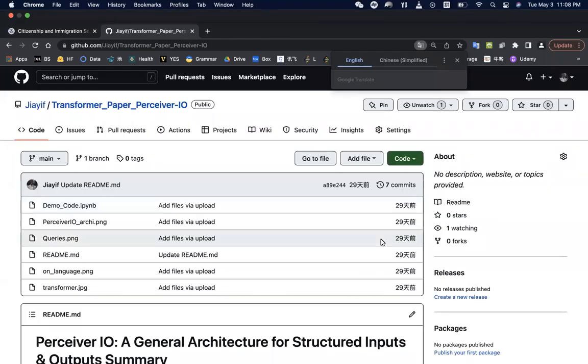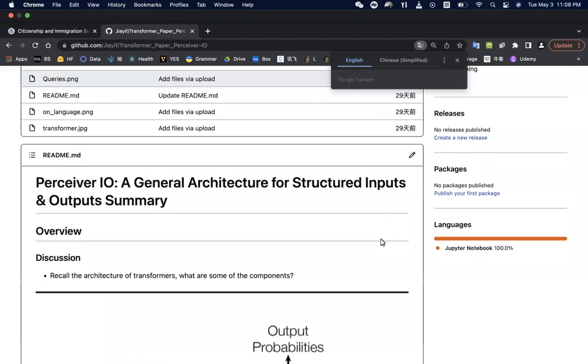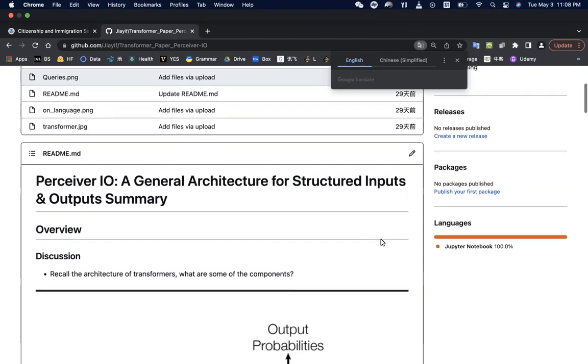Hi everyone, I'm Jay Fu, and the paper I'd like to introduce today is Perceiver IO, which is a general architecture for structured input and output.